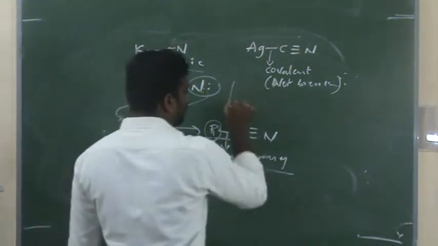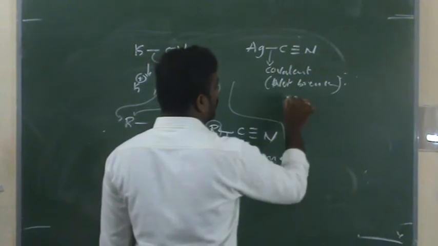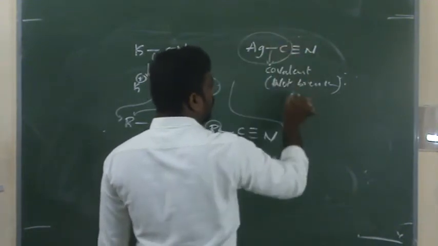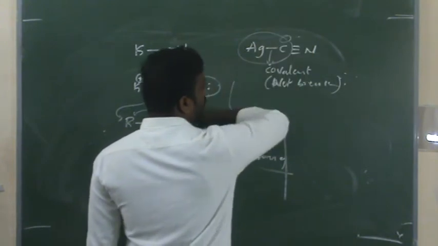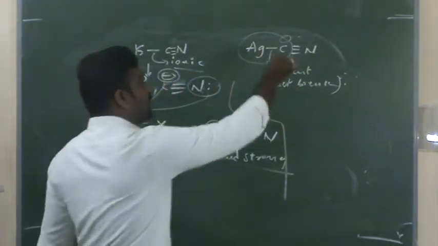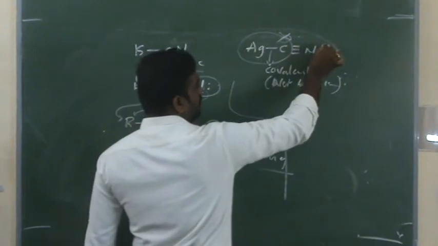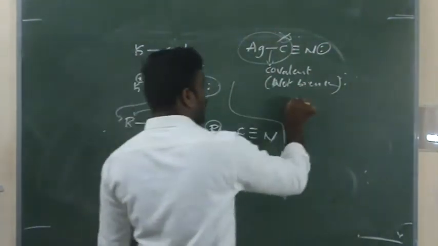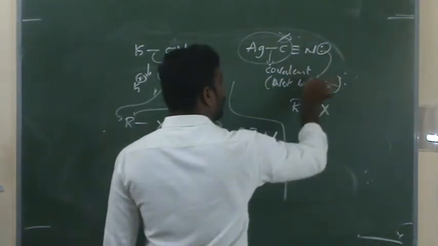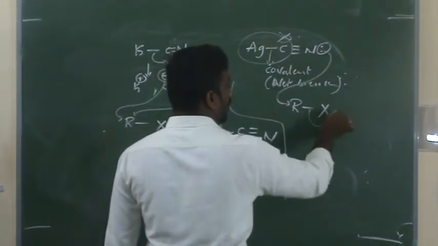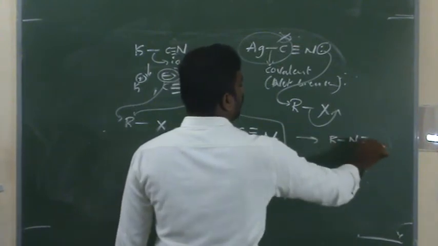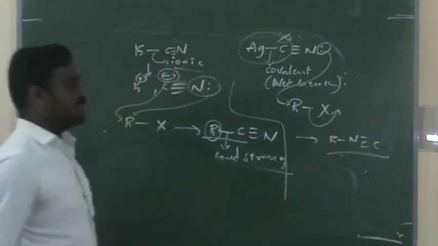When you come to the AgCN case, this bond is not possible to break. When this bond is not possible to break, carbon cannot get the negative charge here. If carbon cannot get the negative charge, then only the one pair of electrons on nitrogen is there. Then we have the alkyl halide here. This nitrogen donates the electrons to this R, and the halide can be removed, and we are getting what? R-N triple bond C. I hope you understand.